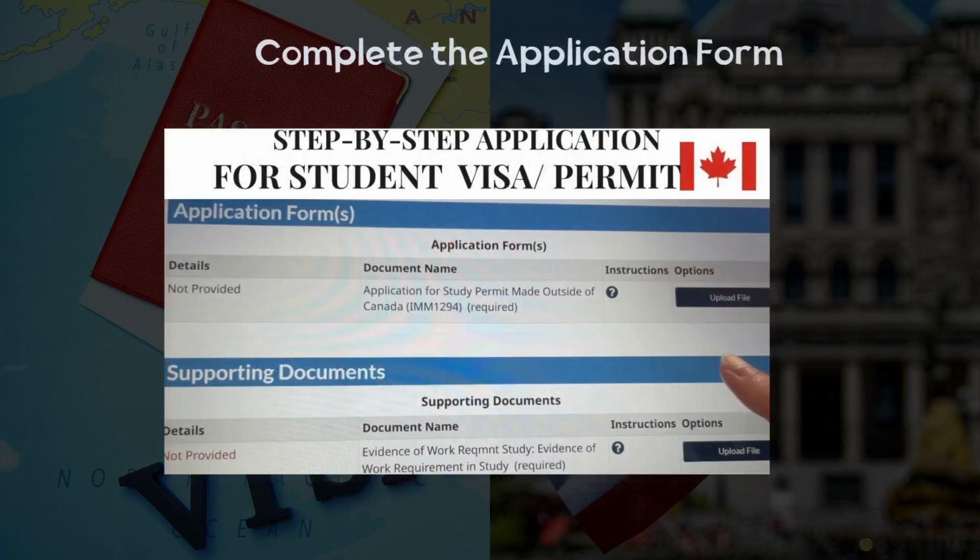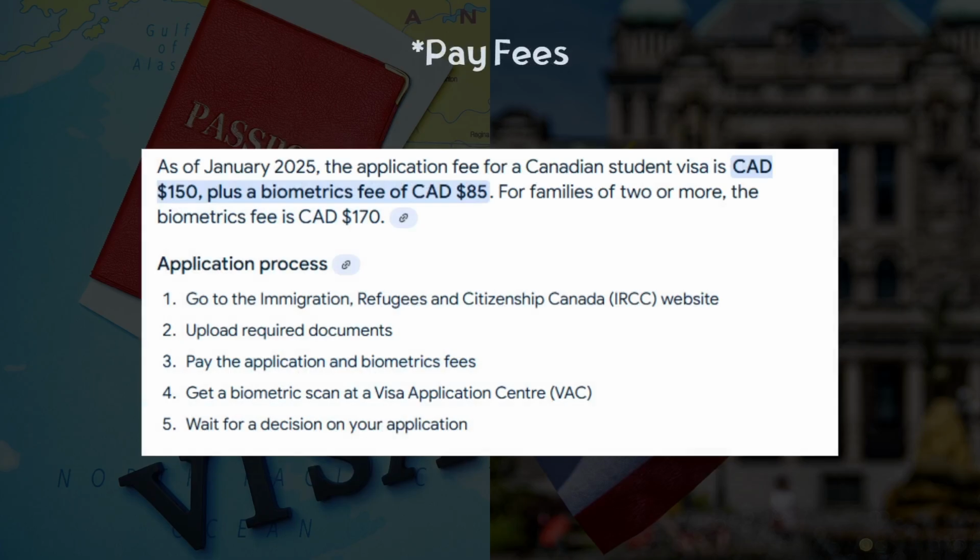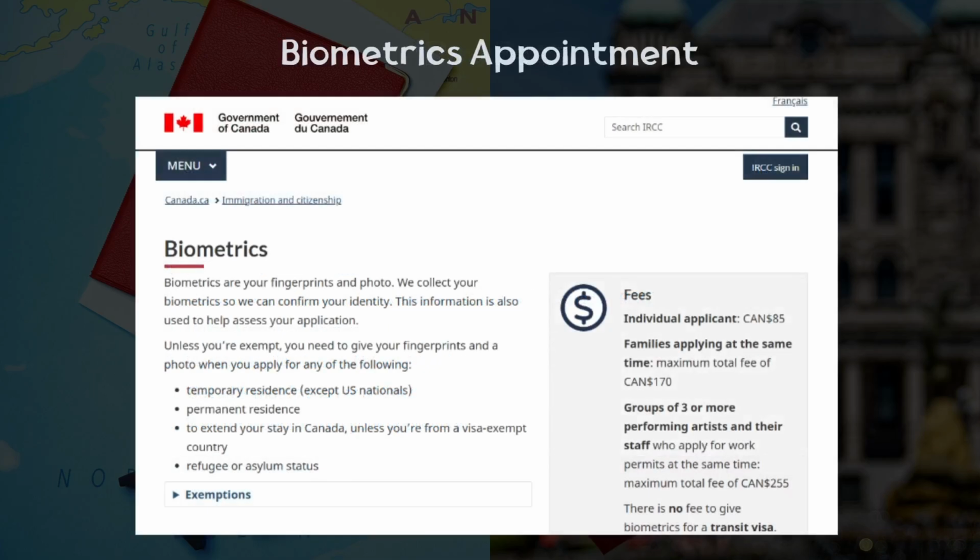Log into your MyCIC account and fill out the application form. Upload all necessary documents as proof. After completing the form, pay the application fee using a credit card. If required, book an appointment for biometric collection at a local visa application center.